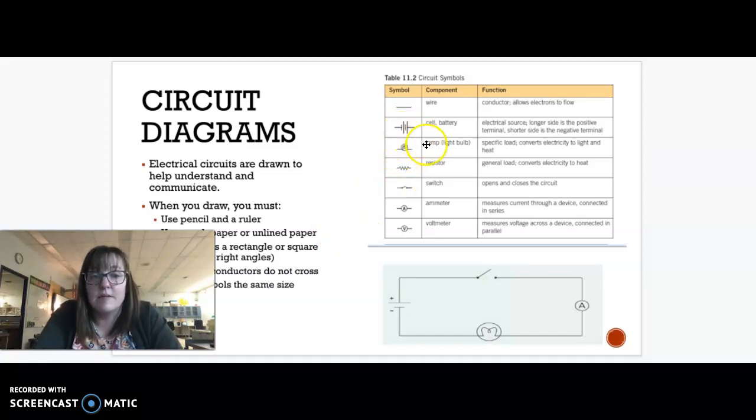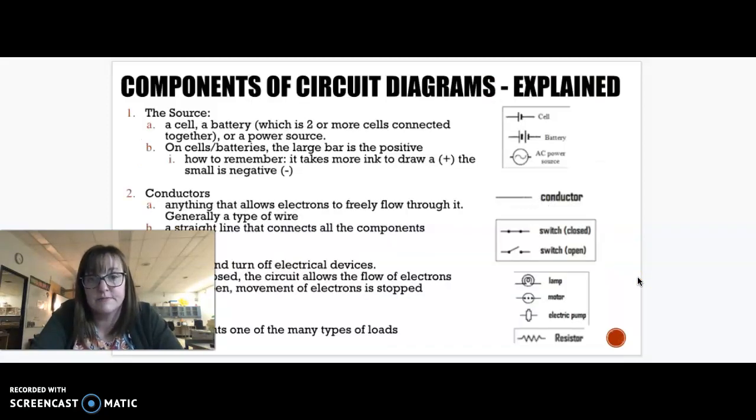Then you've got a lamp or a light bulb. Now these always look really hard to draw, but as long as you've got something that sort of looks like that in a circle, you'll be good. A resistor is a nice zigzaggedy line. A switch is a half open door. An ammeter is an A in a circle, and a voltmeter is a V in a circle. And you will need to be able to show all of these in a circuit.